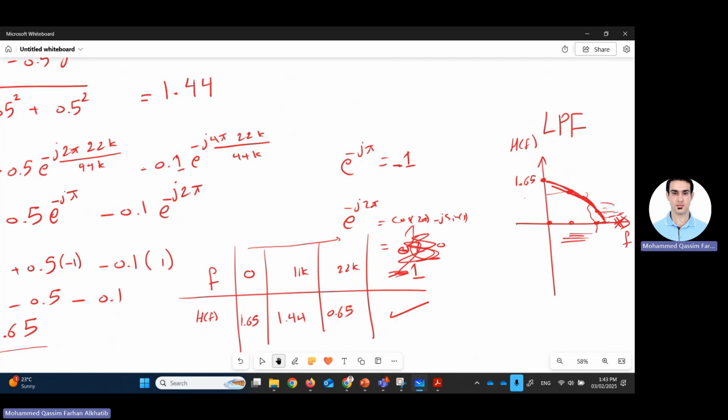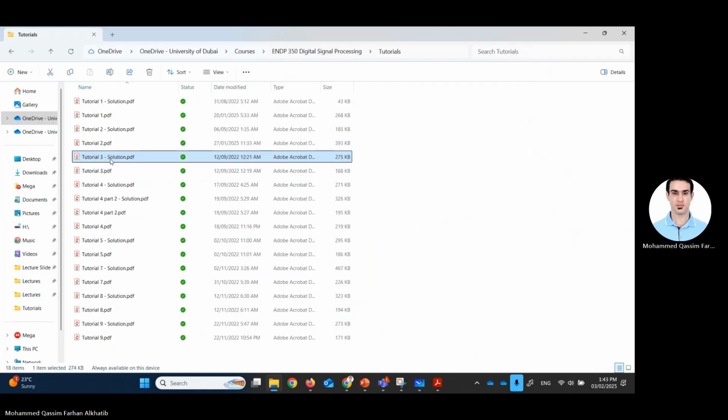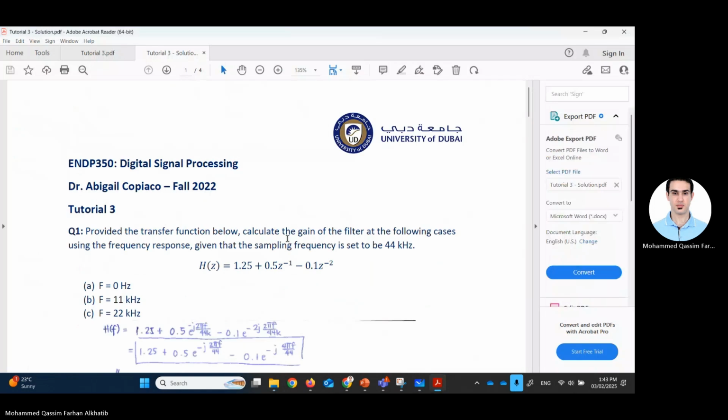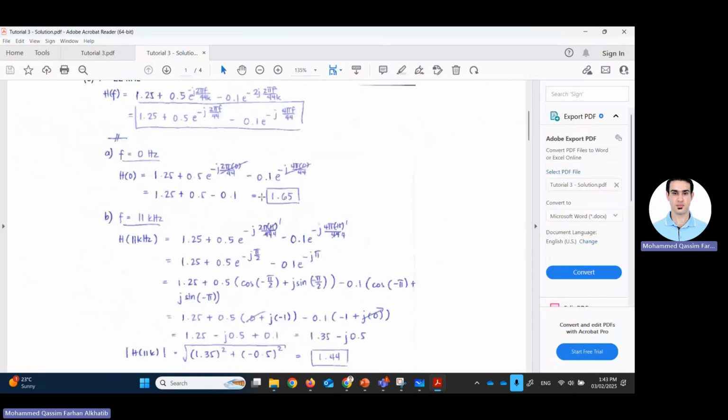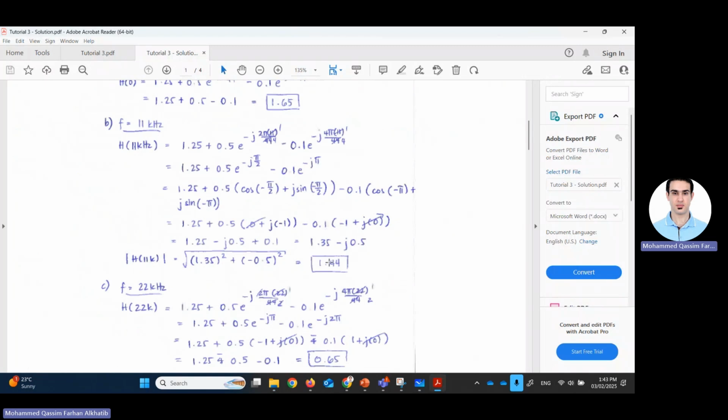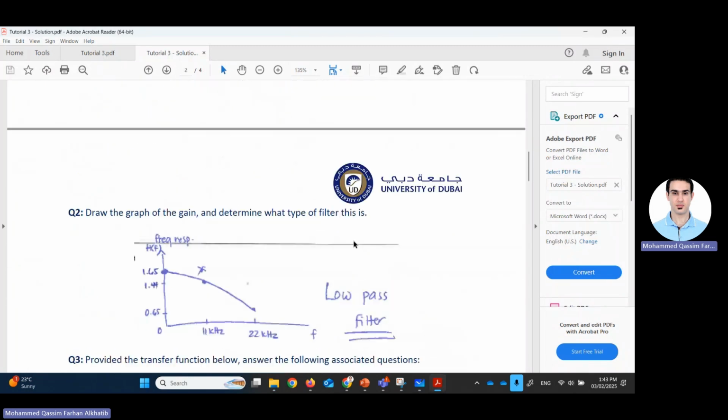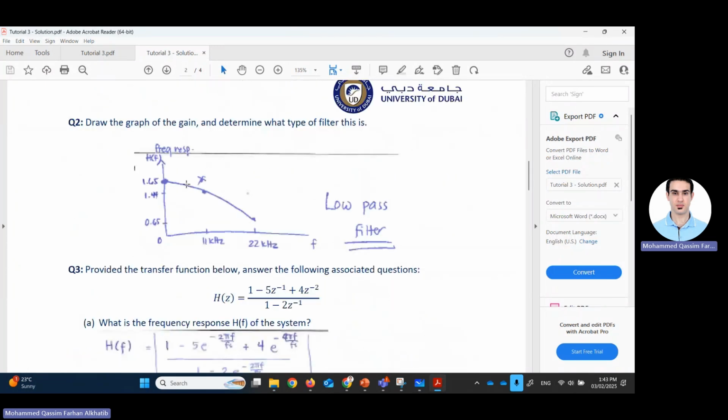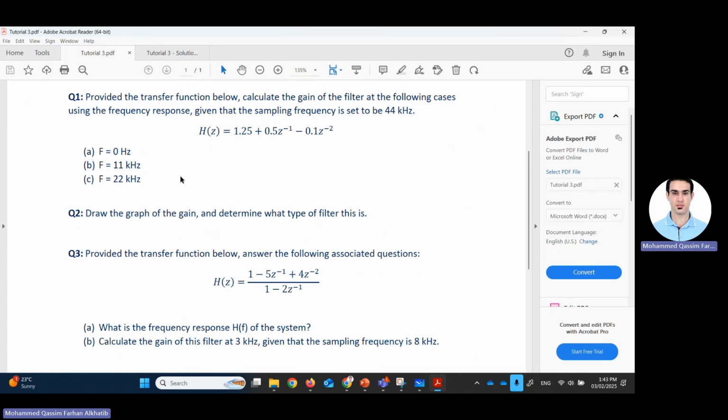You see the solution. Okay, so 1.65, that's the first one, 1.44, the second one, 1.65, and there goes something like this. So that's a low pass filter. Quite straightforward.